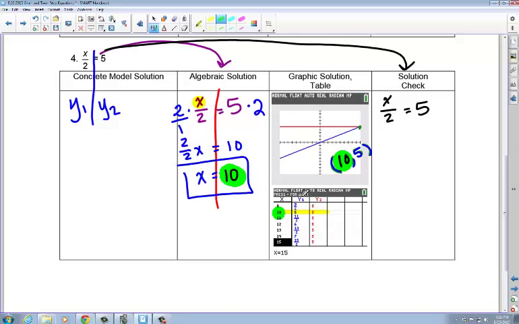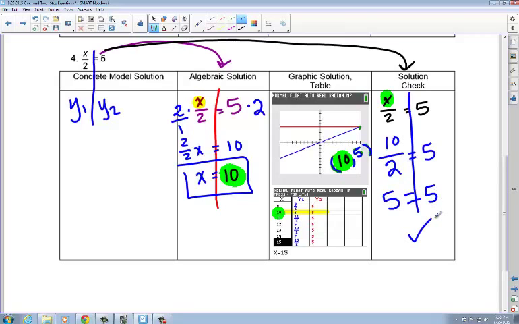So I'm going to take my answers that I got and place it where x is to check to see if I got the correct answer. So I'm going to write 10 where x was over 2 is equal to 5. 10 divided by 2 is equal to 5, and 5 is equal to 5. Therefore, we did it correctly.